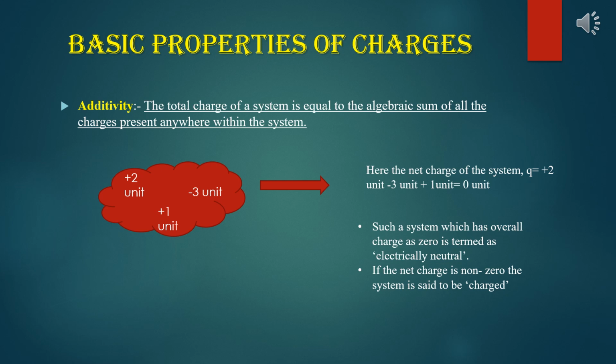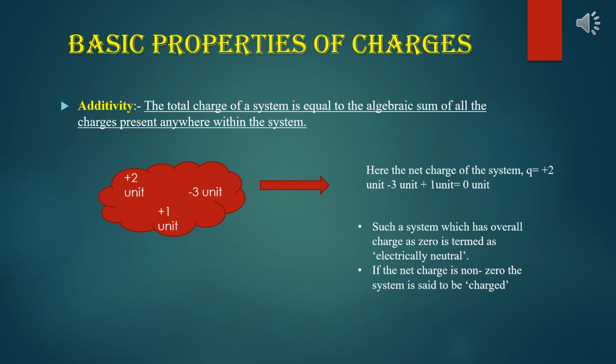Now you can see I have made a cloud kind of. In this cloud we have different particles. The first particle is having a charge of +2 unit. The second one is having a charge of -3 unit, and the last one is having a charge of +1 unit. So what will be the total charge of the system? It will be equal to +2 -3 +1, that is equal to 0. So this is as per the additivity of charges. Now remember, here we are adding charges just like normal numbers. So basically as charges can be added like normal numbers, charges are scalar quantities. So additivity of charges is true because charge is a scalar quantity.